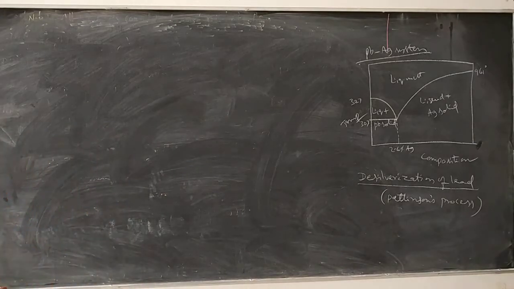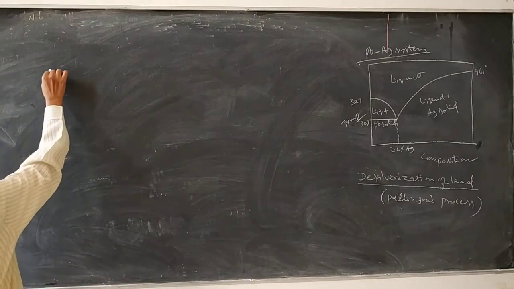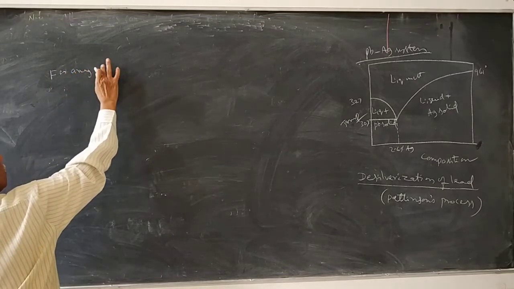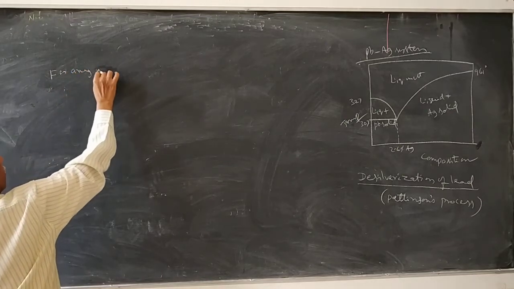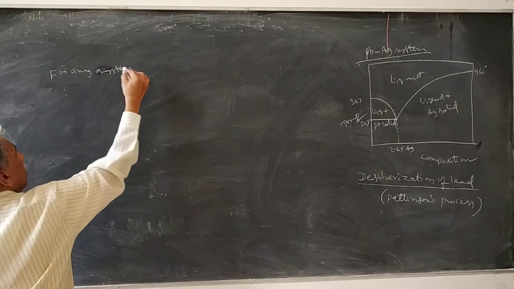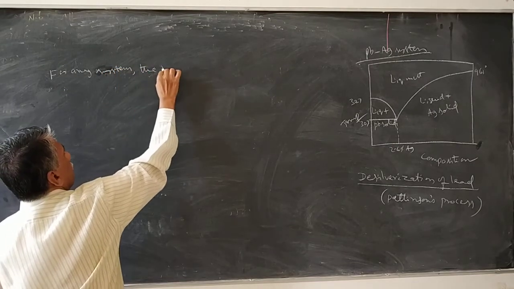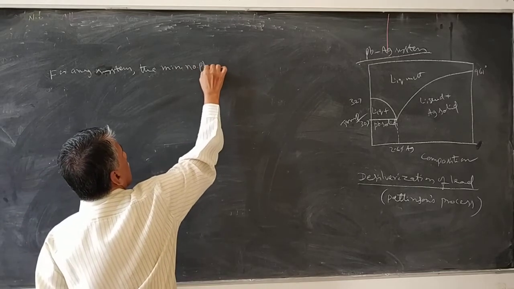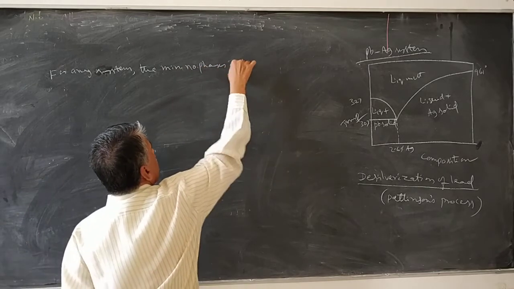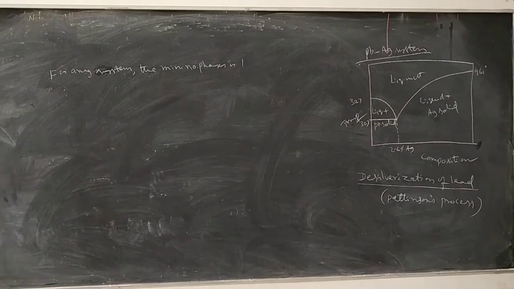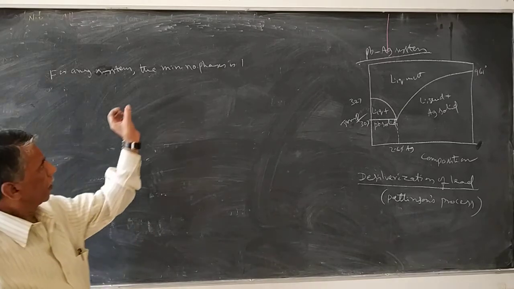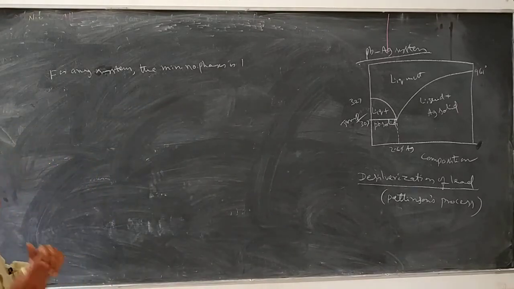So I think it's clear. For any system, the minimum number of phases is 1. Whether it's one component systems or two component systems or three component systems, for any type of systems, the minimum number of phases is 1.